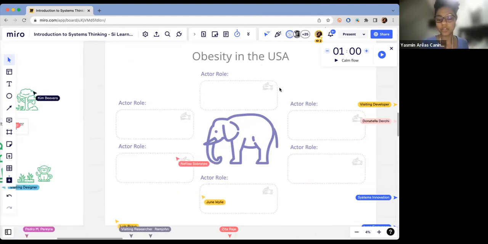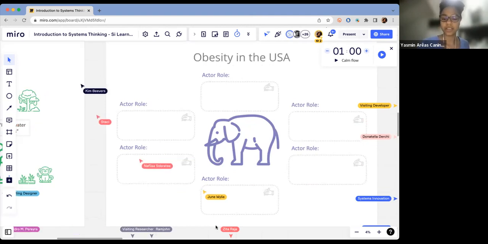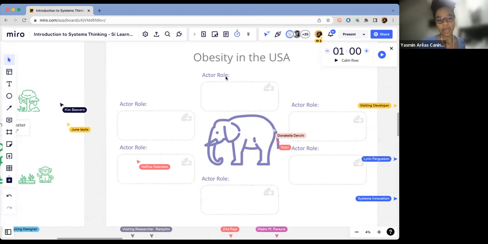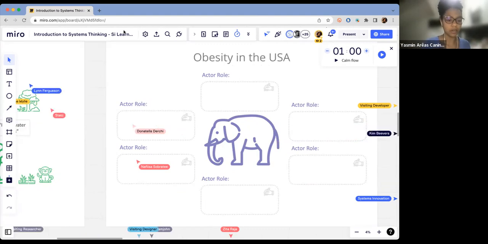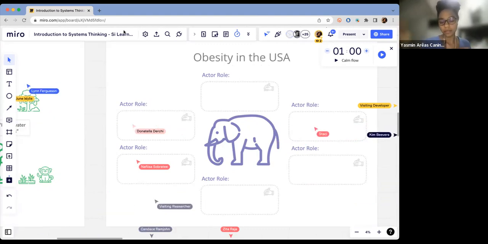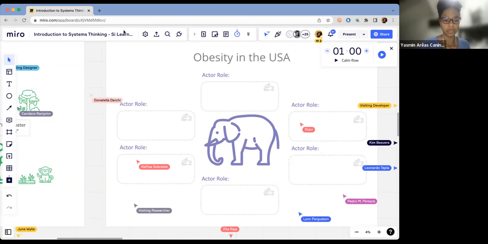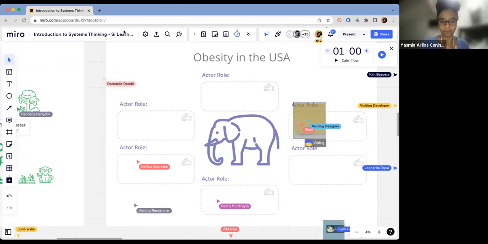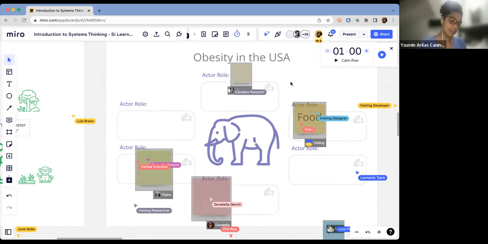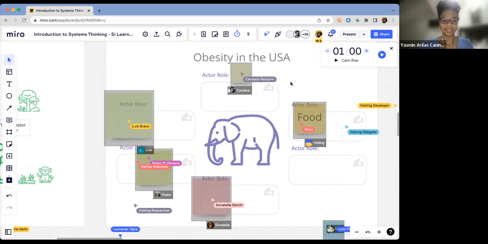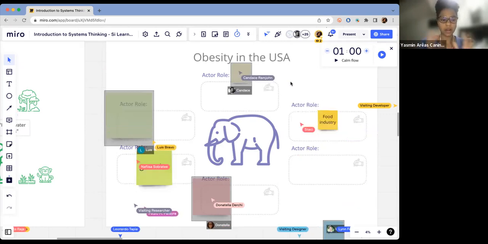So I would like you to post some of the actors that you think are involved in this issue. And I'm going to ask one or two people to explain these perspectives. We are going to choose one or two actors for you to explain what is their way of looking at this elephant, let's say the obesity. So post here some of the actors that you think are involved in this challenge. For example, the food industry or family or social media or something like that. And I will ask one or two people to explain a bit more of this idea. Okay, I'm going to put 1 minute again.